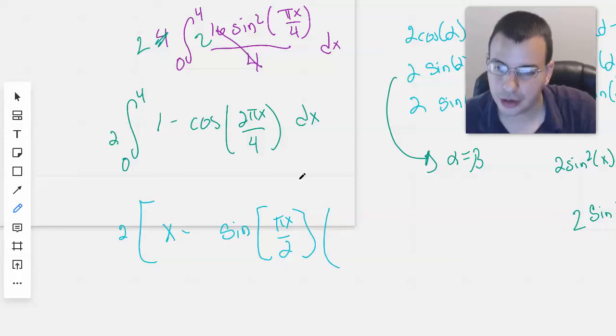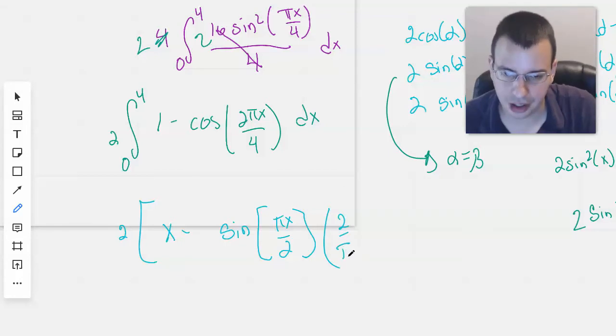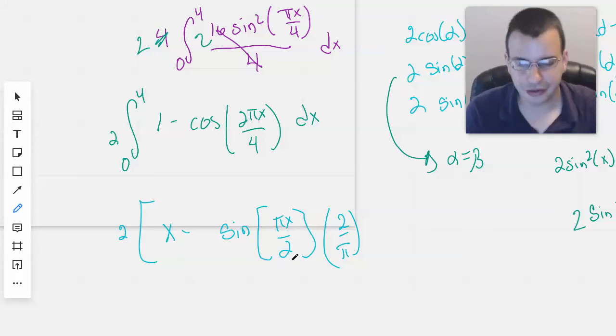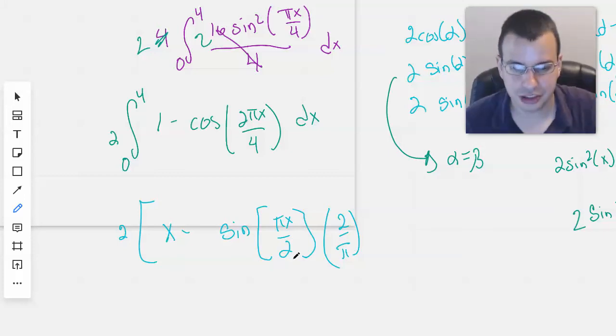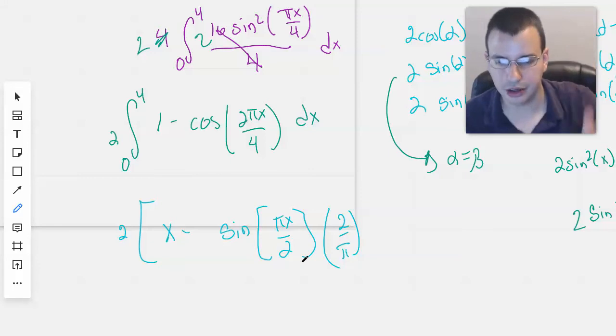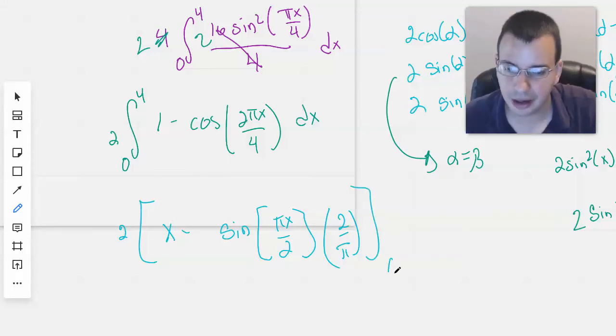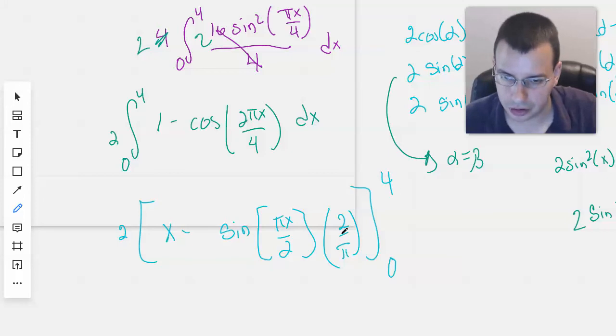Okay, so now we need to multiply by the reciprocal of the derivative of the interior. What we're actually doing here is a u substitution, but this is kind of a quick way of doing it when you have just x there. And this will be evaluated from 0 to 4.